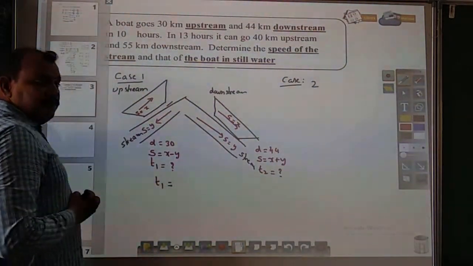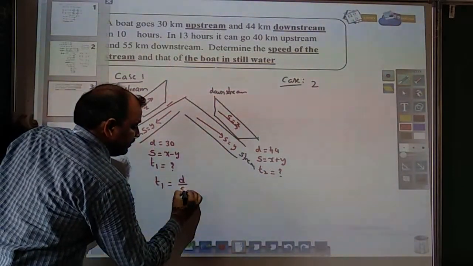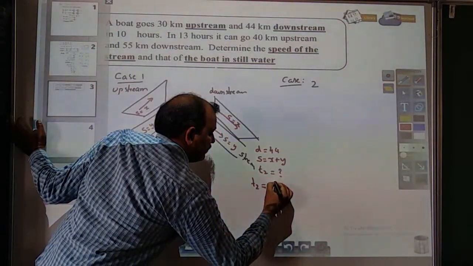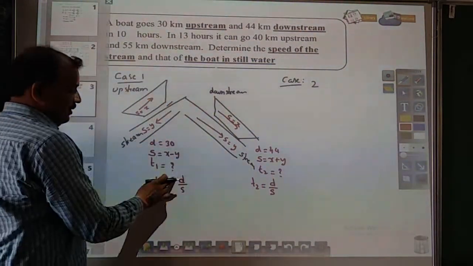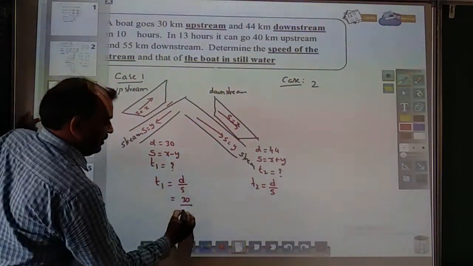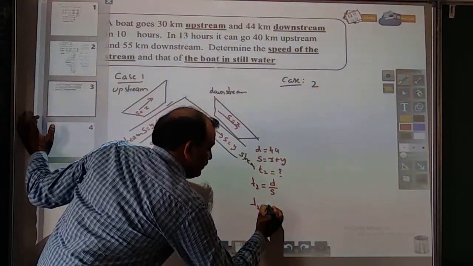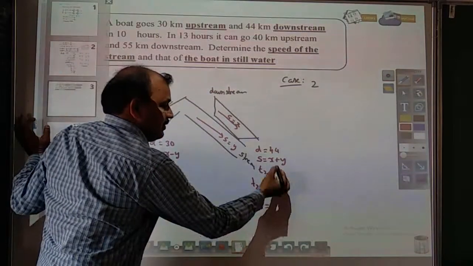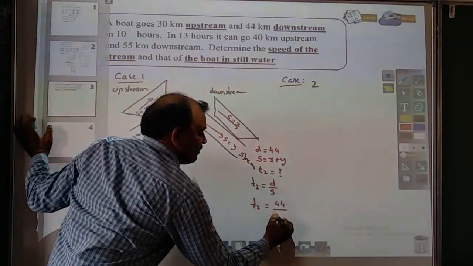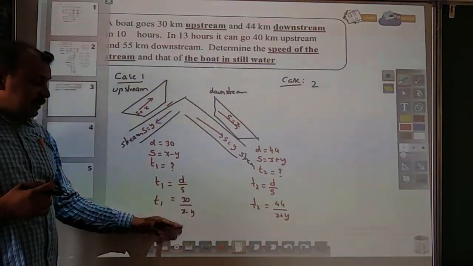Time is equal to distance by speed. How do we know that? Time is equal to distance by speed. So T1 is equal to d by s, that is 30 by speed x minus y. Here T2 is equal to distance 44 by speed x plus y. So T2 is equal to 44 by x plus y, and T1 is equal to 30 by x minus y.